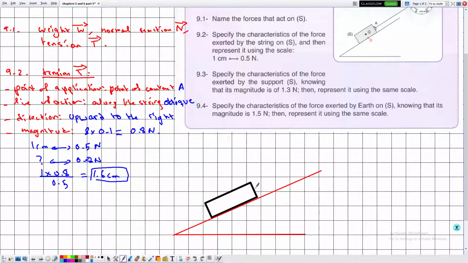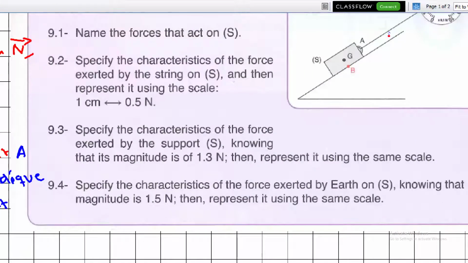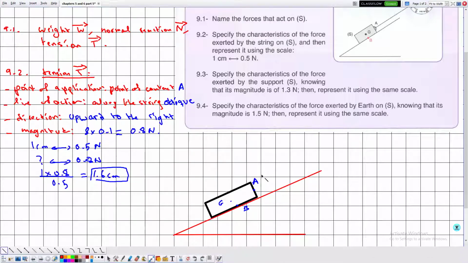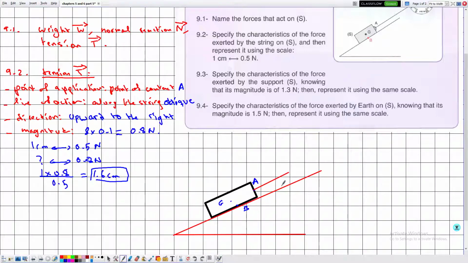Here we have the point A, here we have the point G, and here we have the point B, which is the point of contact between the support and the solid S, as indicated here. So the length of the tension represented from the point A oblique upper to the right is given by the tension T. It is worth 0.80 newtons, and according to this scale, its length is given by 1.6 centimeters.